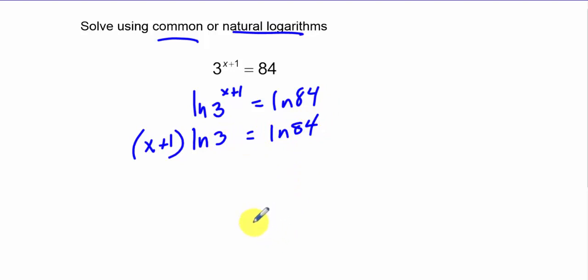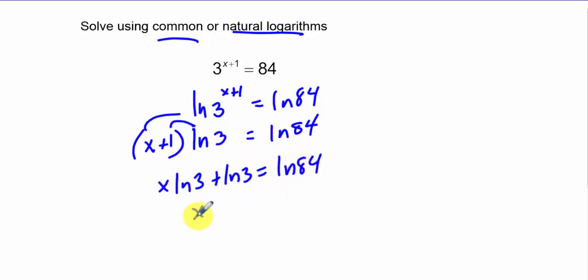There's a couple ways you can do this. I'm going to distribute this through, and I'll tell you why in a minute. I have x times the natural log of 3 plus the natural log of 3 equals the natural log of 84. I get the x term by itself by subtracting the natural log of 3. And then I want x by itself, so I just divide.